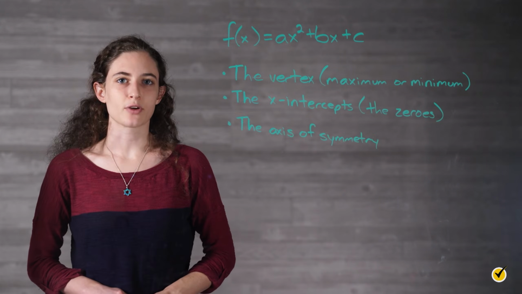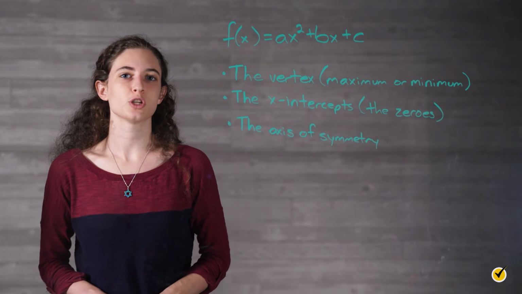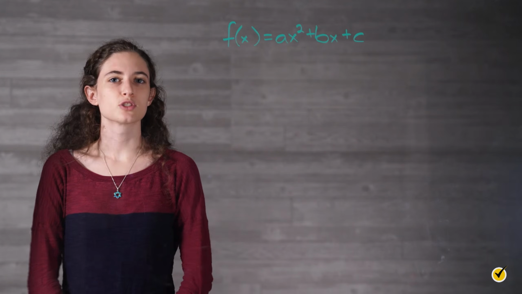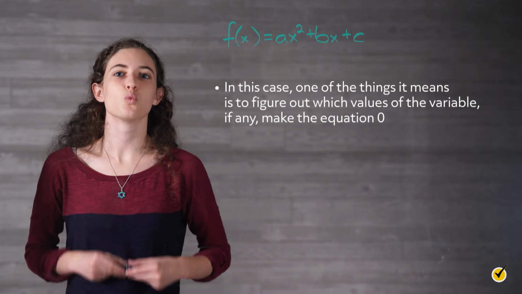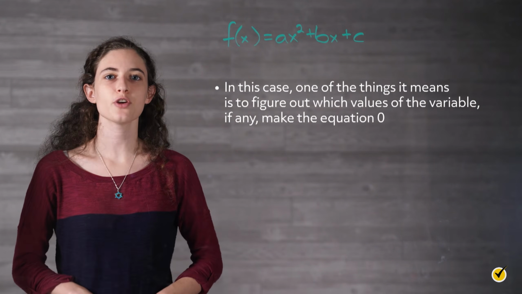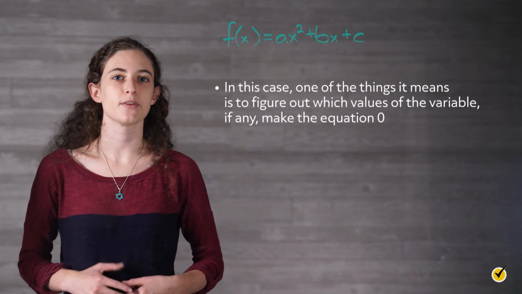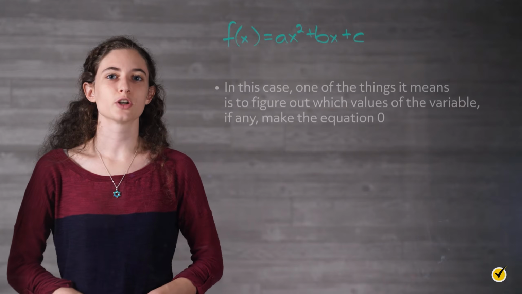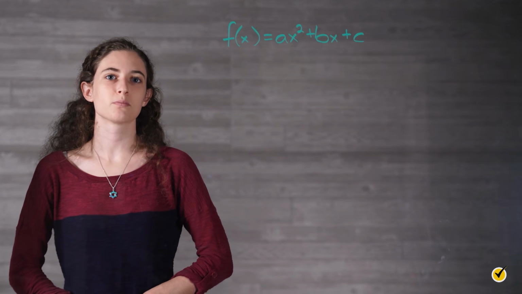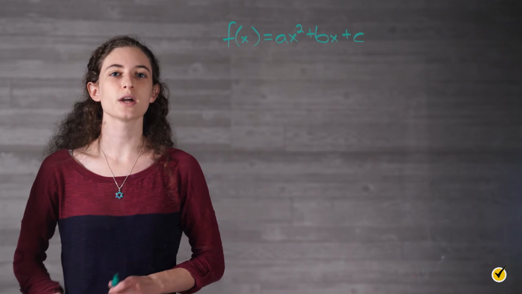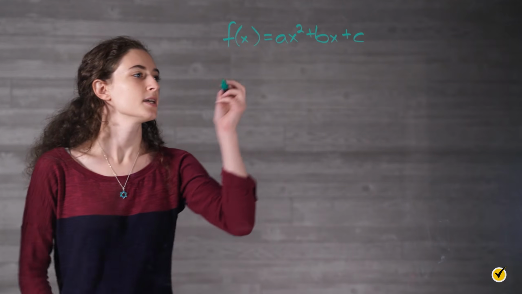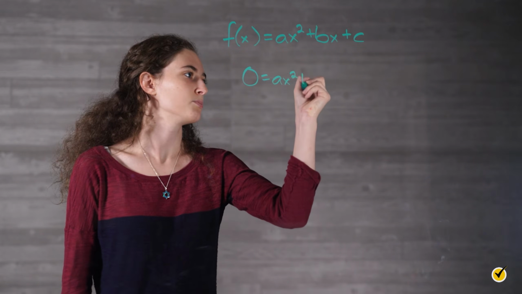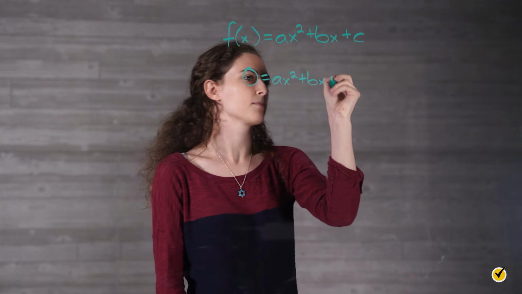Now that we have a little background, let's dive further into solving quadratic equations and interpreting the results. So what do we mean by solving? In this case, one of the things it means is to figure out which values of the variable, if any, make the equation 0. So instead of the function f of x equals ax squared plus bx plus c, we write the related equation: 0 equals ax squared plus bx plus c.